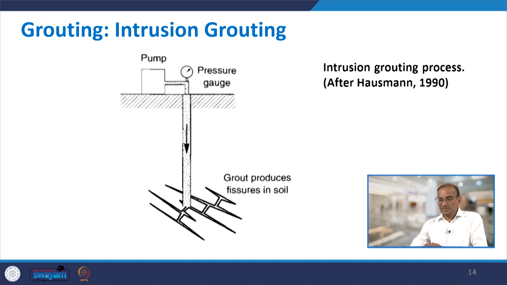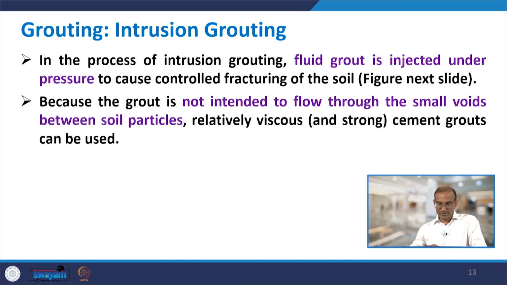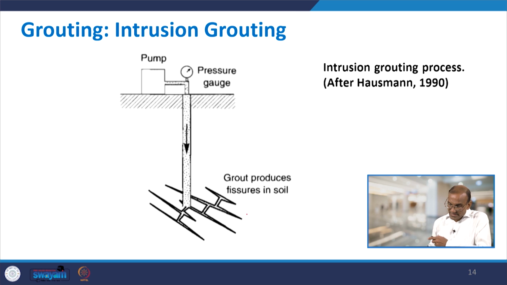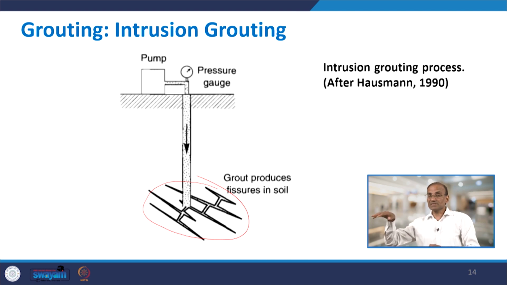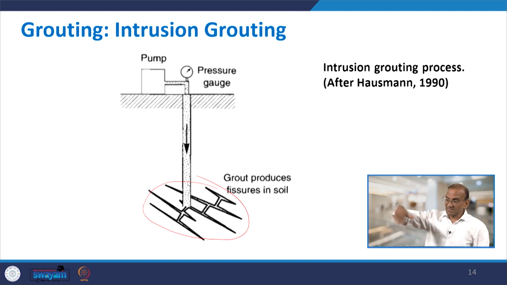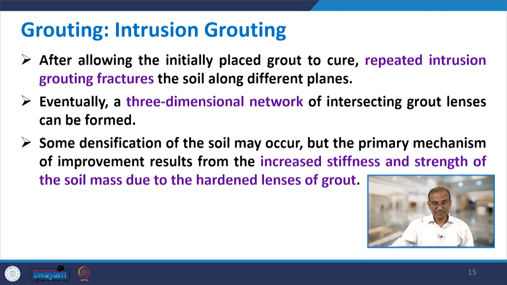In this case the other system is quite similar to what we have used for permeation grouting, except the bottom part. Because you are using a stronger grout compared to the last one, the grout can produce fissures inside the soil, it can have cracks where it is injected. When it develops cracks inside the soil, then what happens? These cracks can be filled up with the grout, and when you fill up these cracks with the grout, then you can have better ground improvement.